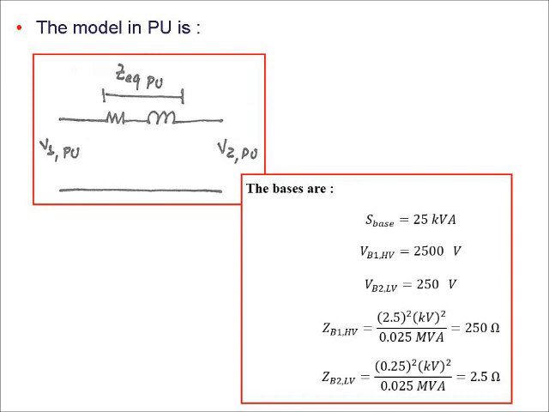The same can be calculated on the low voltage side. 250 volts is 0.25 kV, so 0.25 kV squared divided by the apparent power in MVA, 0.025. The base impedance is 2.5 ohms.